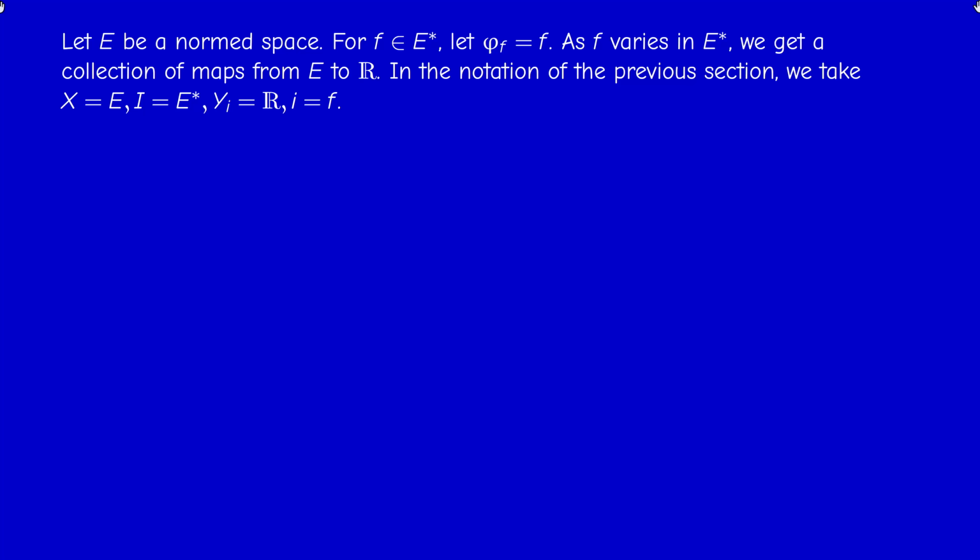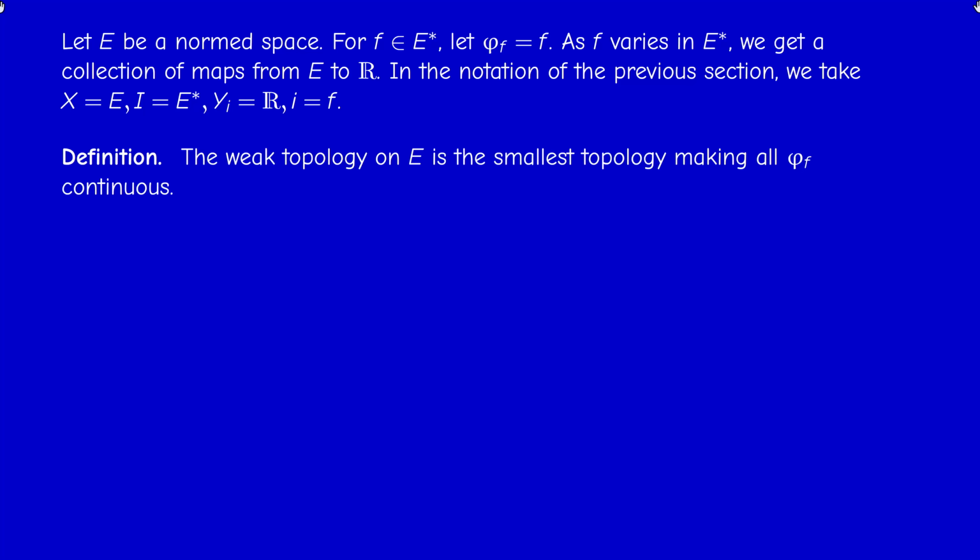And once again, R is equipped with the absolute value, and so the usual topology. Okay, so the norm on R is the absolute value, and the index i is f. So the smallest topology making continuous this collection of maps is called the weak topology on E, and it's denoted by sigma of E, E star. So now we have two topologies on E.